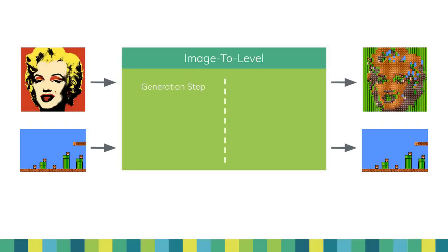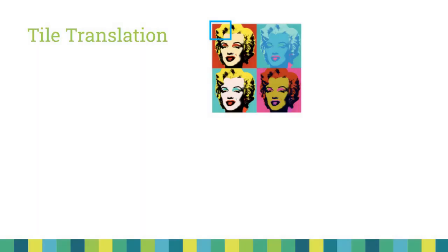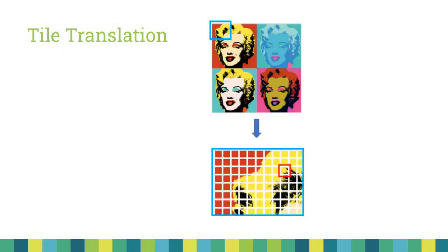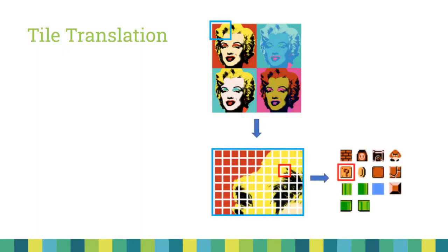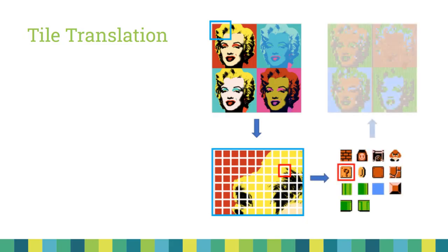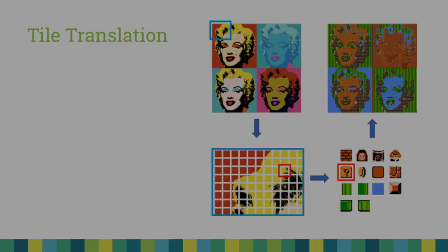The Image Level system is comprised of two steps, the first being generation, where images are turned into levels represented in ASCII characters. The system can do this with either a tile translation or CNN approach. For example, in the tile translation approach, the original image is split into tiles, and each tile is matched up to the closest game sprite in terms of average RGB color. Repeating this process, we get the image translated into game level text.